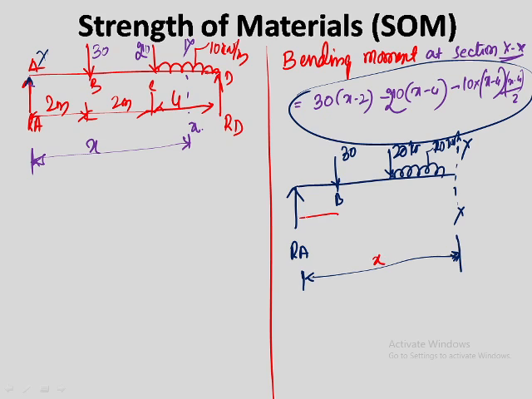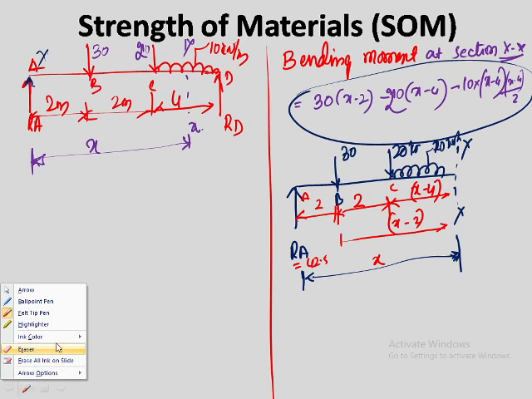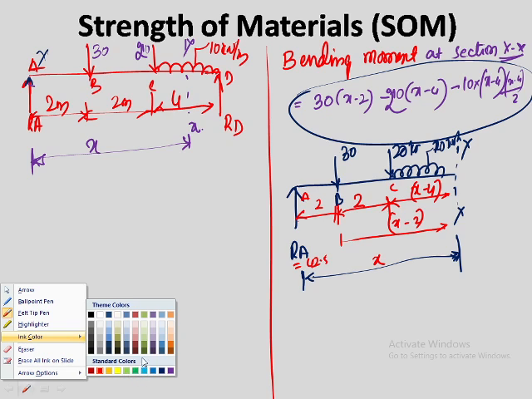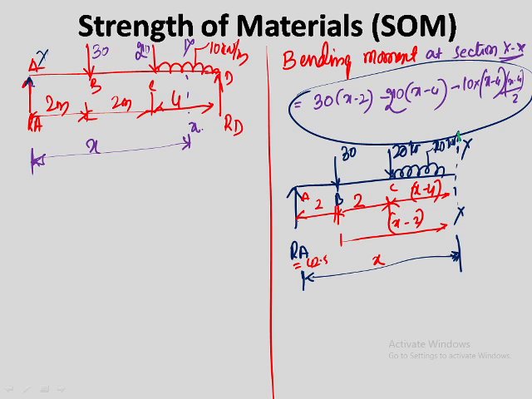Distance between A and B is 2 meter. B and C is 2 meter. So we don't know how much distance it has here. Now this distance is x minus 4. This distance is x minus 2. Now this distance is exactly x. You got the distance calculations from the section xx.